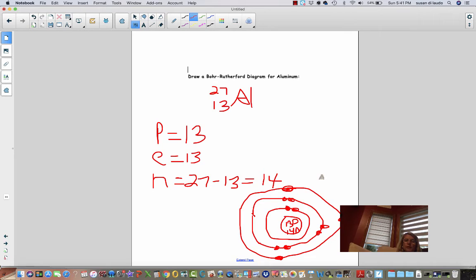So that's why we draw these Bohr-Rutherford diagrams, to get a view of what's going on with this element. Is it stable? Is it not stable? Is it going to react? Is it not going to react? How is it going to react? And this can give us that information by looking at our valence shell. That's the electrons involved in chemical reactions.